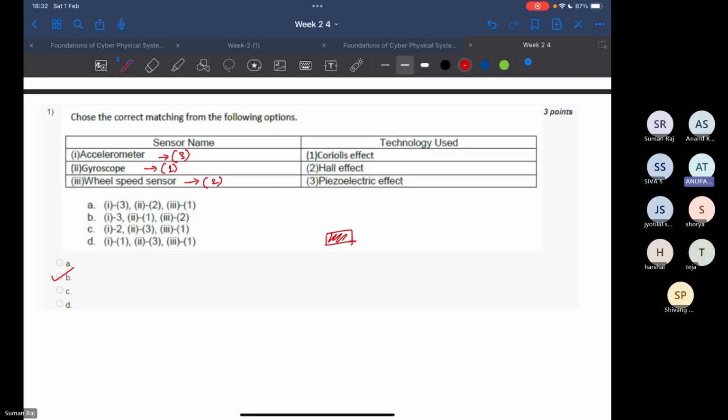Nice. Whenever electricity is passed through a metal or a substance, the charge will accumulate with the effect of the magnet which is coming. So the voltage across that metal will detect the Hall effect, the presence of the magnet.